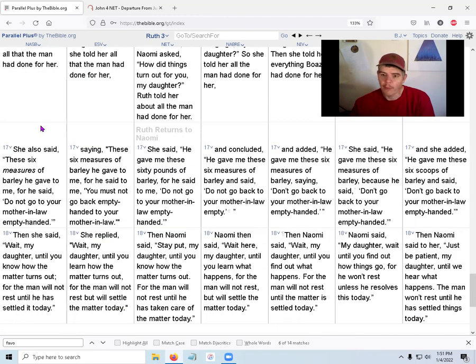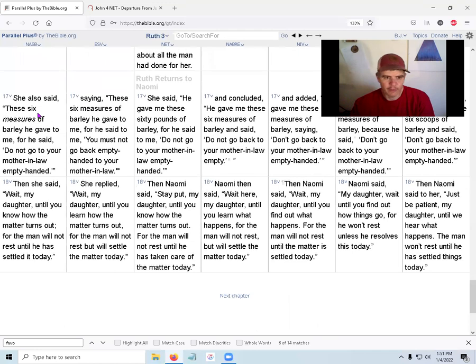Don't worry. I won't tell anybody you were here. If the man redeems you, fine, but if not, I will. Then these 6 measures of barley he gave me, for he said, do not go to your mother empty-handed. Then Naomi said, wait, my daughter, until you know how the matter turned out. What matter? The matter of the redemption.